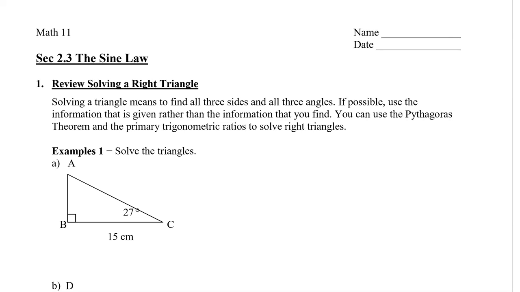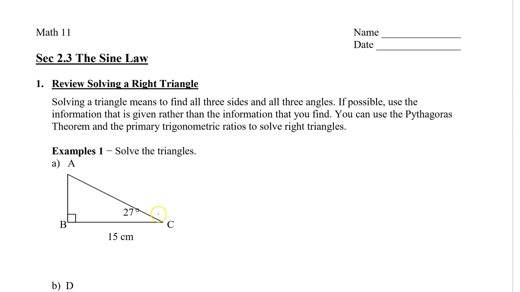Now, if possible, you should use the information that is given instead of the information that you find, in case you find incorrect information or solved it incorrectly, as that will affect all the values afterwards. You can use the Pythagoras theorem and the primary trigonometric ratios when you're solving right triangles. So let's take a look at this example here.